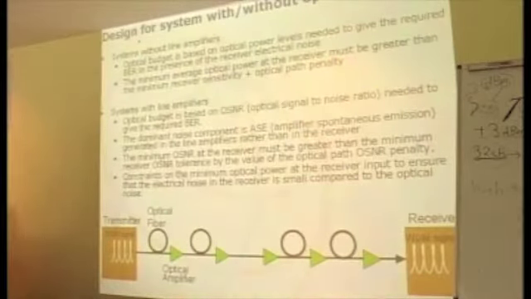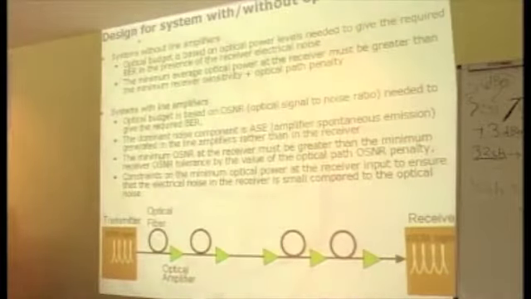For systems with line amplifiers, the optical budget is based on the OSNR, optical signal-to-noise ratio, needed to give the required bit error rate. This means that the accumulation of amplifier noise is much greater than the receiver noise. So we have to take care of the amplifier noise, not the receiver noise, and we need to consider the optical signal versus amplifier noise accumulation.